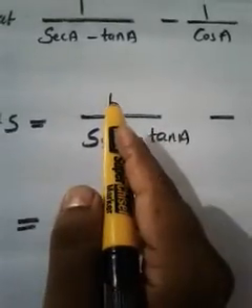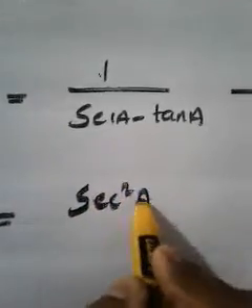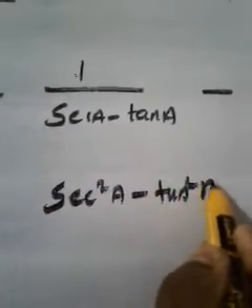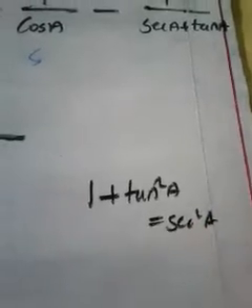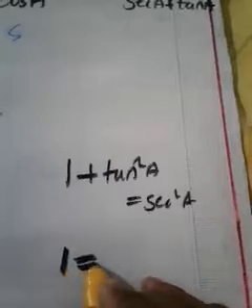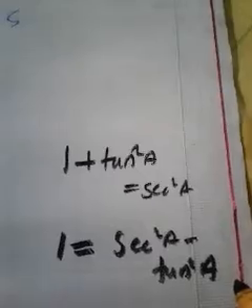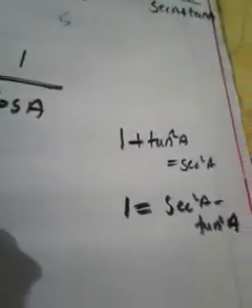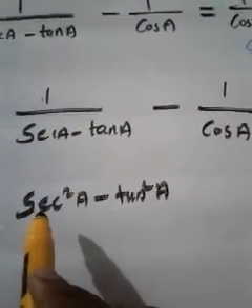That means the numerator is 1. Can I replace the numerator 1 as sec square A minus tan square A? Yes, of course. Why? Because by the identity 1 plus tan square A is equal to sec square A, 1 is nothing but sec square A minus tan square A. These are some tricky steps. So instead of numerator 1, I am going to write sec square A minus tan square A.